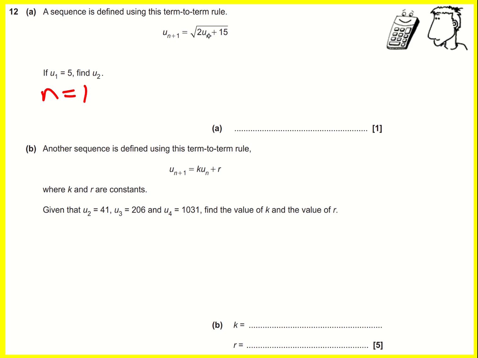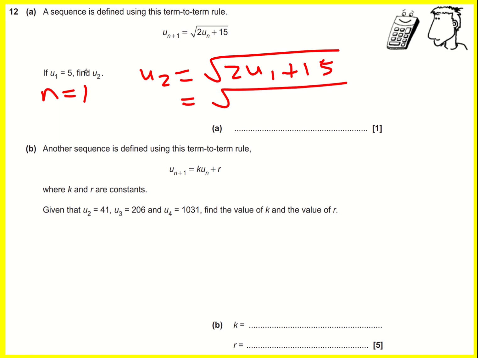And if I put that in, then I put 1 into here as well, and I'll get u2 out of it. So all I need to do to find u2 is do 2 lots of u1 plus 15, and then I can substitute that in. It's going to be 2 times 5, which is 10, plus 15. That's going to be the square root of 25, and that's equal to 5.